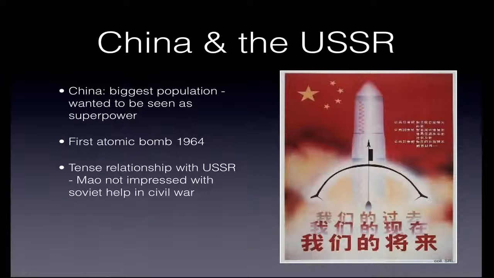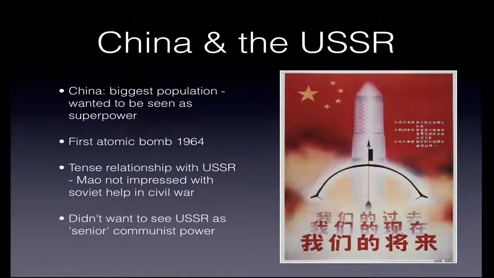The relationship with the USSR, though, was not as good as you would expect, considering they both followed communist ideology. You think they'd be very friendly. But it was something of a tense relationship. Mao was not impressed with the amount of help he'd received from the Soviet Union during his civil war against the nationalists, and they certainly did not want to be seen as a junior power to the USSR. Yes, the world's first revolution had happened in the USSR, but China didn't feel it should be looked down on as a little brother or a junior partner.